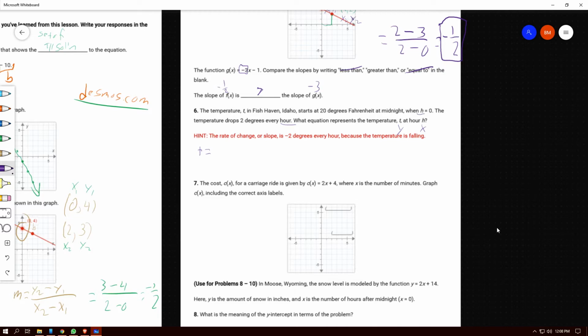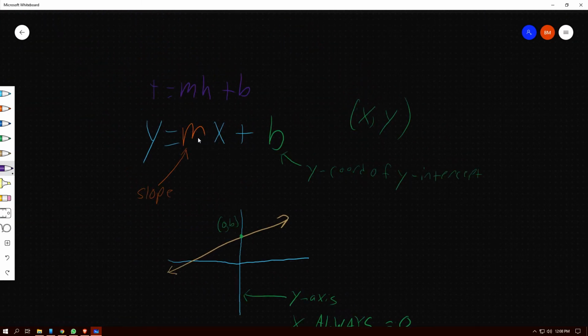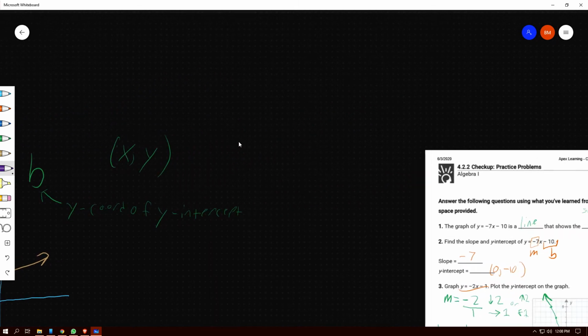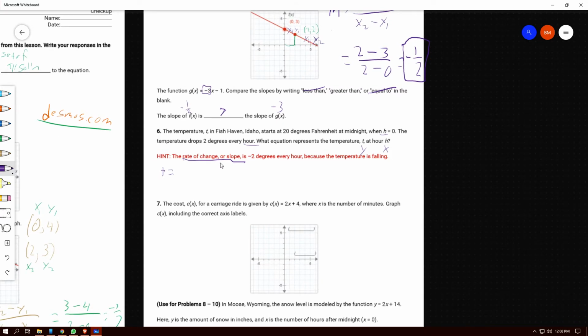All right, and they give us a tip, the rate of change or slope, right? So they tell us right away that the slope is -2. Well, where does that slope go? I know we were just there, but where's the slope go? The slope always goes in front of the independent variable, usually the x, but in this case, the h. So if they're telling me that the slope is -2, it goes first, and then h is my x. So h is the one thing that's going to be multiplied by the slope.